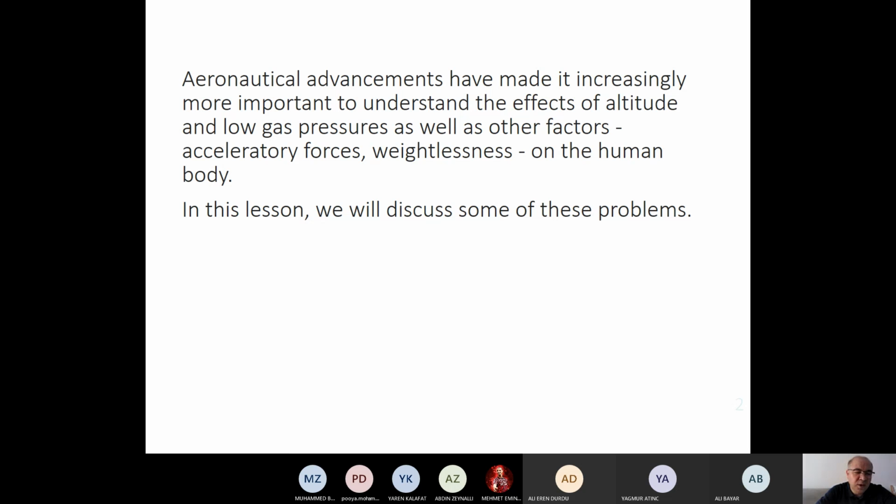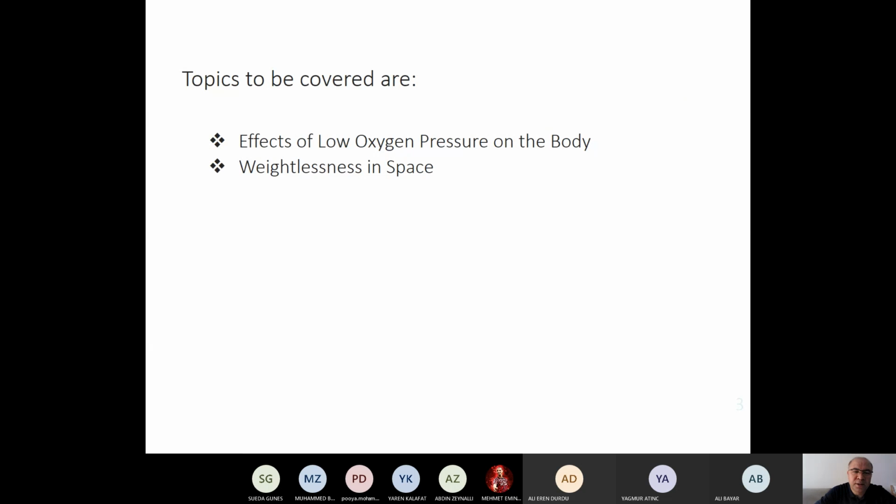So we all traveled by plane, right? The plane flies at 10,000 meters high. So very low oxygen partial pressure is present. So how come we can succeed to do it? We are going to learn some information about them in this lecture. Our main topics are effects of low oxygen pressure on our body and weightlessness.